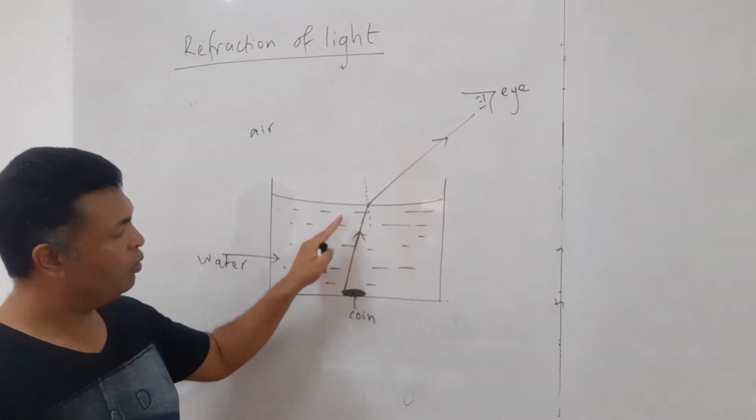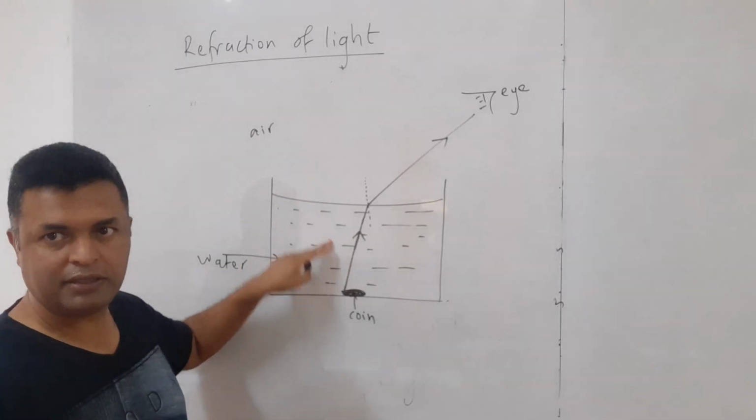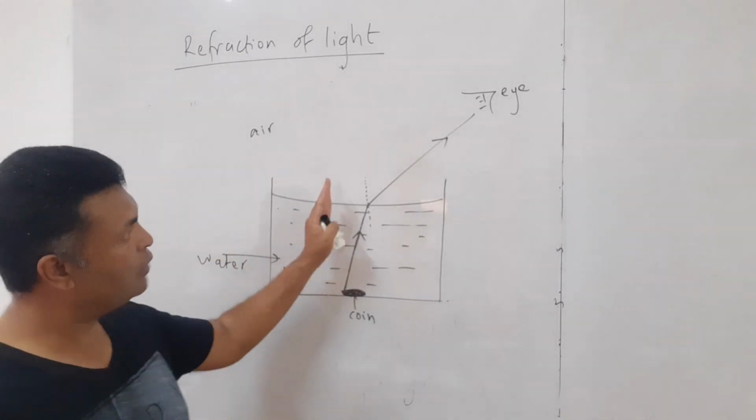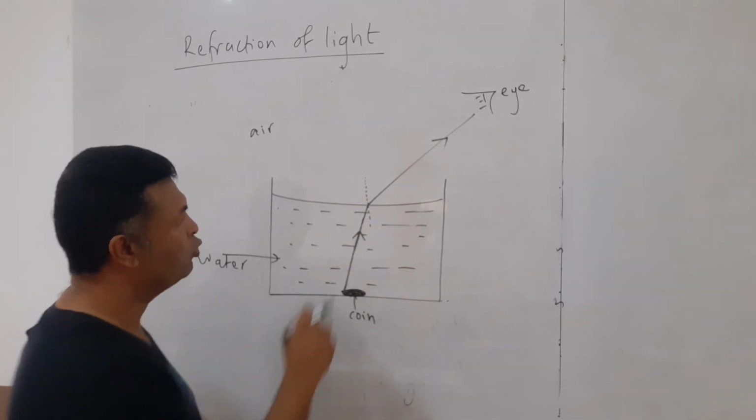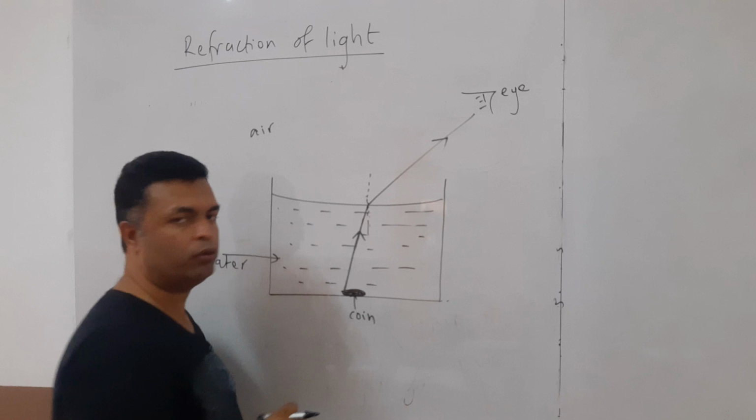You have a ray here, because there is a changing medium of different densities. You have water which is denser, air is less dense. The refracted ray is bent away from the normal. So this is the normal. It is bent away from the normal.